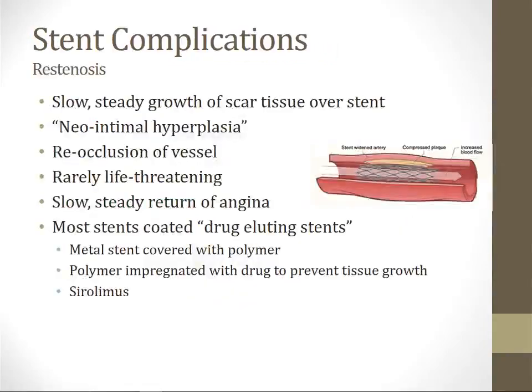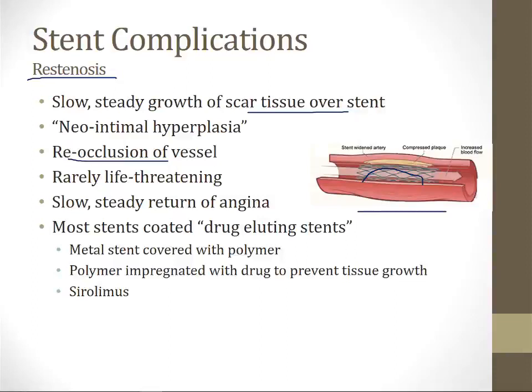I'll finish this video by talking about two complications of stents that you should be familiar with. The first one is called restenosis. This is the slow, steady growth of scar tissue over a stent. So when you implant a metal stent into the wall of a coronary artery, you cause inflammation, and sometimes that inflammation leads to so much scar tissue formation that it re-occludes the blood vessel. So if you look at this drawing on the right side of the screen, we've got a freshly implanted stent and good blood flow through the vessel. But sometimes scar tissue grows over this stent and re-blocks the vessel, and the angina returns.